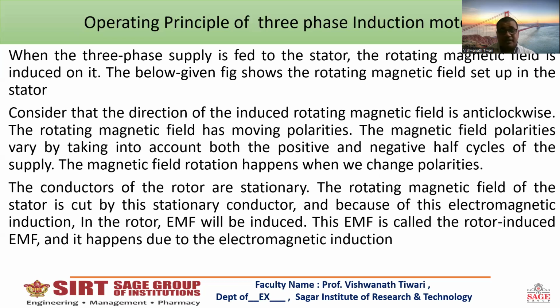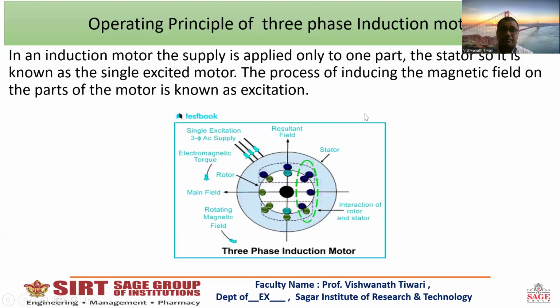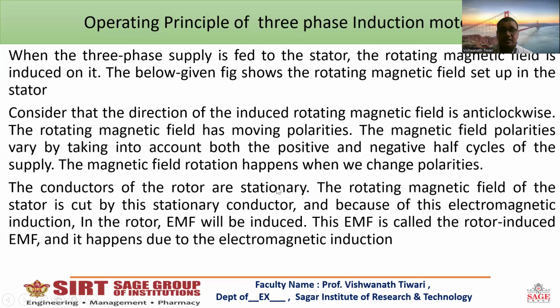For the rotation, the motor requires a force. This force is known as the electromagnetic force, given by F equals BIL sine theta, where B is the magnetic flux density, I is the current, and L is the length of the conductor. The rotating movement of the rotor is responsible for the torque, where torque is the force times the perpendicular distance. In this way, the rotor of the three-phase induction motor starts rotating.